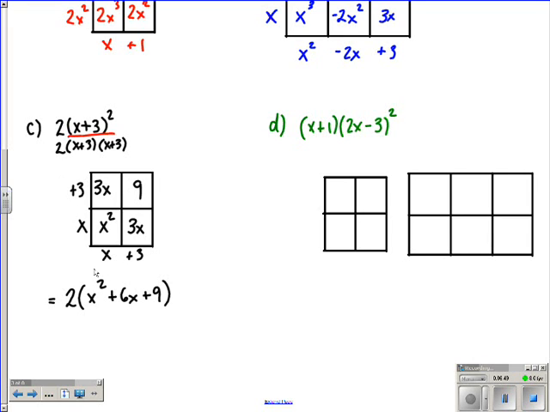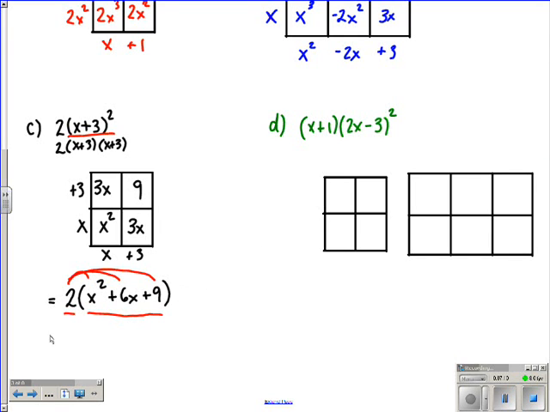Now we're not finished yet, because now our 2 comes into play. We have 2 times all of this. So it's a monomial times a trinomial. So now we're going to use the distributive property to distribute it through.